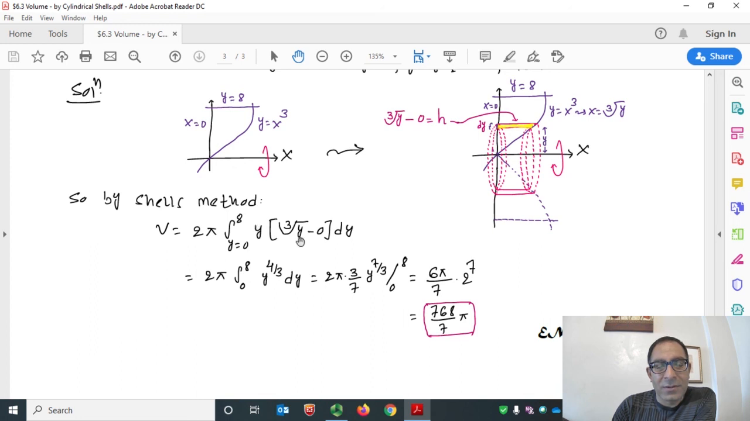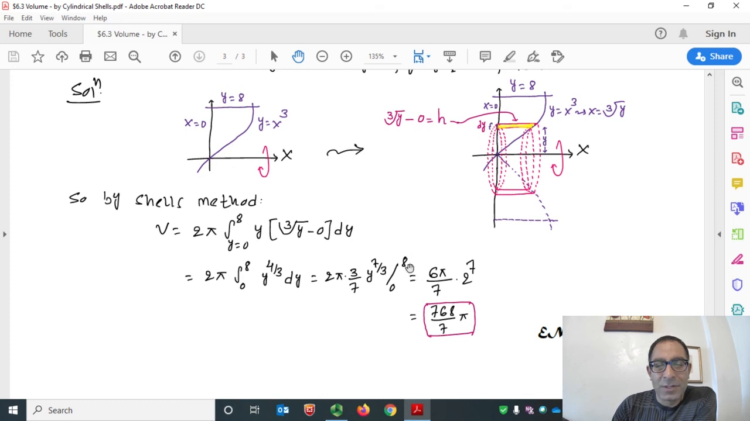The cube root of y is the same as y to the power 1/3, times y is y to the power 4/3, because we are adding the powers. y to the power 1/3 plus 1 is y to the power 4/3, and then 0 times y is 0. Now let's evaluate this integral. The 2 pi as it is, and the definite integral of y to the power 4/3 becomes y to the power 4/3 plus 1, which is 7/3, divided by 7/3, which is the same as multiplying by 3/7. So that's where this 3/7 comes from. And evaluate y from 0 to 8.